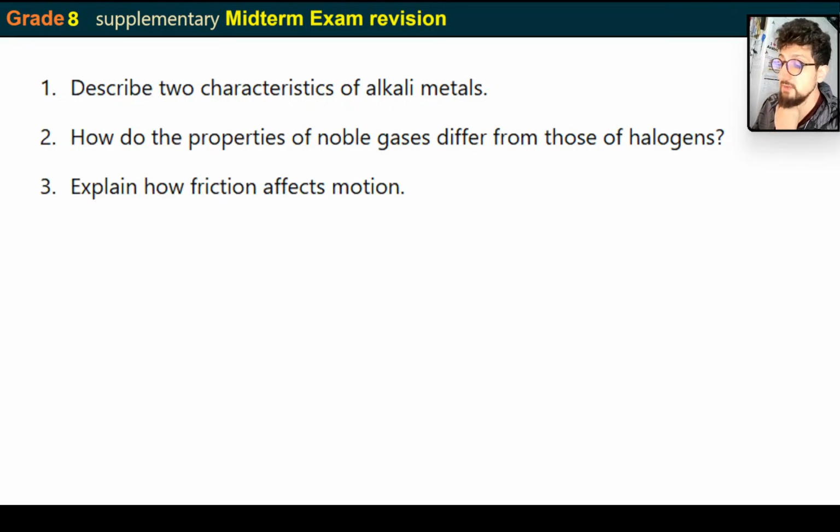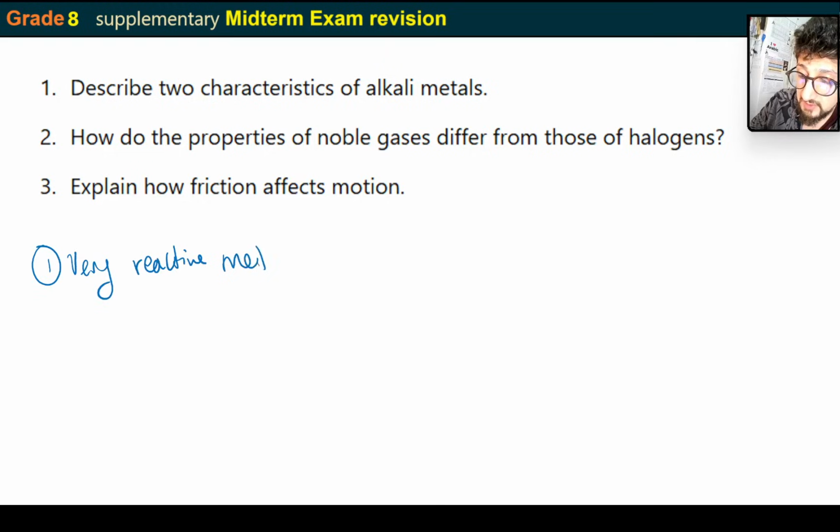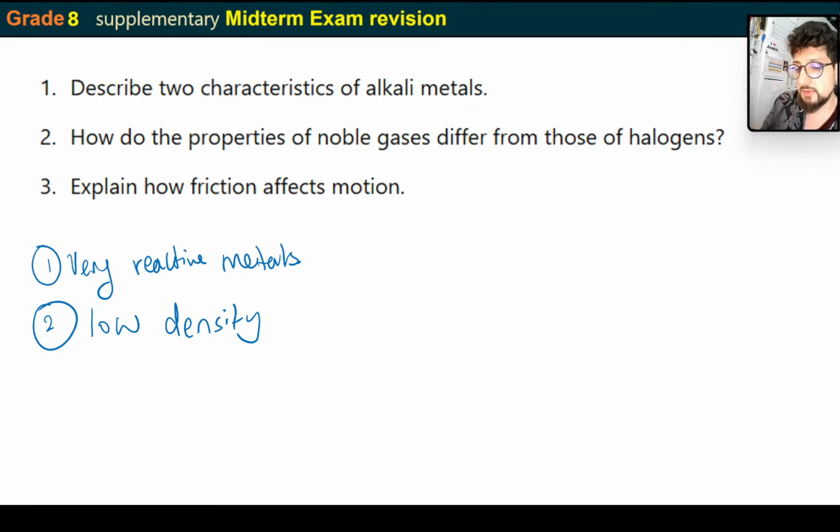Describe two characteristics of alkali metals. So alkali metals are in the first group of the periodic table, and as you already know, they are very reactive metals. You could also say anything about them that is metallic. So you could say they're conductive, malleable, or ductile, you could say any of those things. But they're also known for having low density, which means they float on top of water, and you can cut them with a butter knife. So they have low density, they're easily cut, they're very malleable, very ductile.